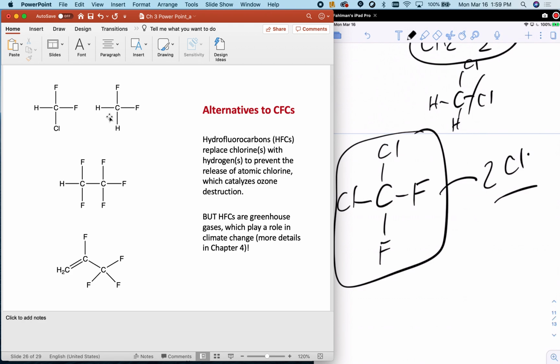Okay, so different freons. But the problem with these is that even though now they do not produce chlorine that can deplete stratospheric ozone, they actually are greenhouse gases, and so they play a role in climate change. So you kind of substitute one problem for the other. But at least we're trying to address one of those problems.